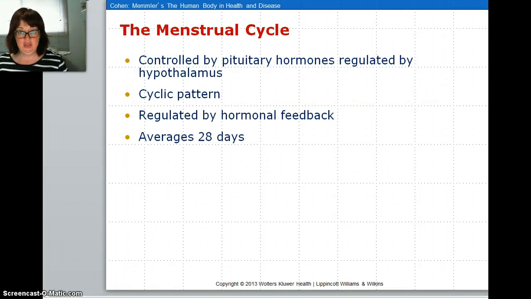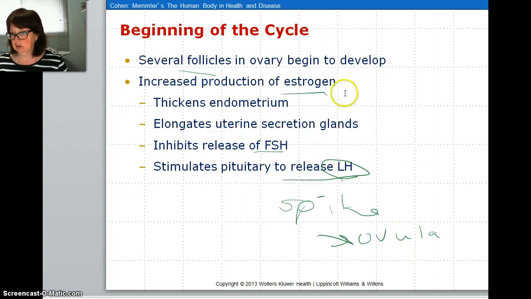So first off, the follicle stimulating hormone comes to the pituitary. Follicle stimulating hormone will stimulate the follicle. As the follicle develops, it releases estrogen. Estrogen negatively feeds back on follicle stimulating hormone, but stimulates luteinizing hormone. Luteinizing hormone spikes, and you have ovulation. Okay? Ovulation. Very important.